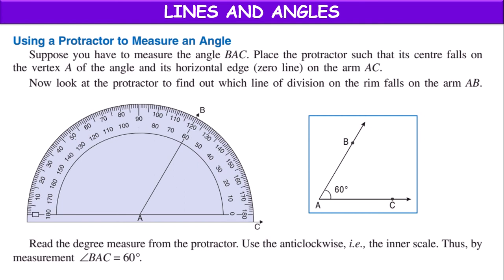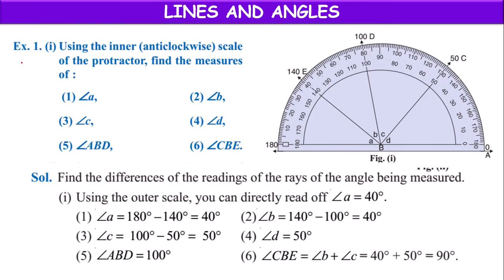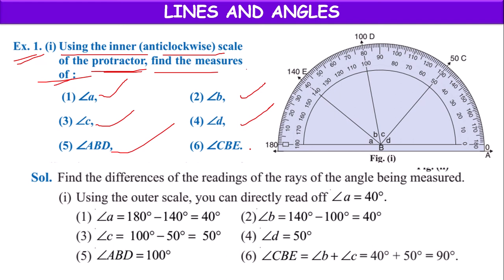Next challenge. So example 1: using the inner scale, or the anti-clockwise scale of the protractor, we have to find the measurements of angle A, angle B, angle C, angle D, angle ABD, angle CBE, which are mentioned on the protractor.